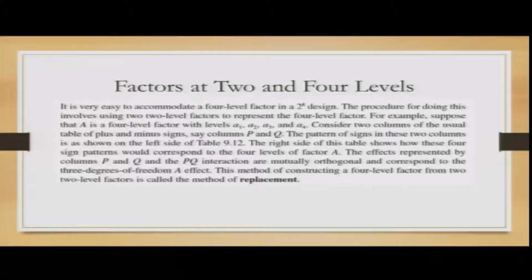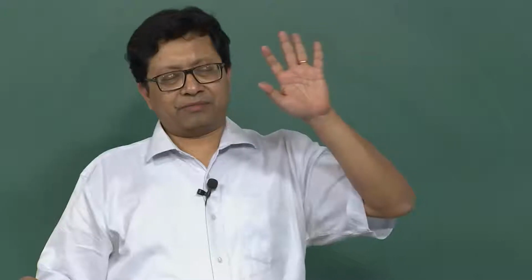Now, we consider factors at 2 and 4 levels. It is very easy to accommodate a 4-level factor in a 2 to the power k design. The procedure involves using 2-level factors to represent the 4-level factor. So, what you are trying to do is change from 2 to 4, or 4 to 2, or 2 to 3, 3 to 5, or come down.